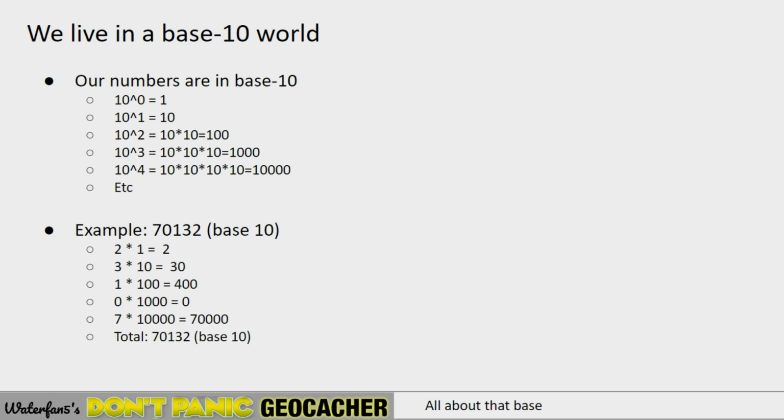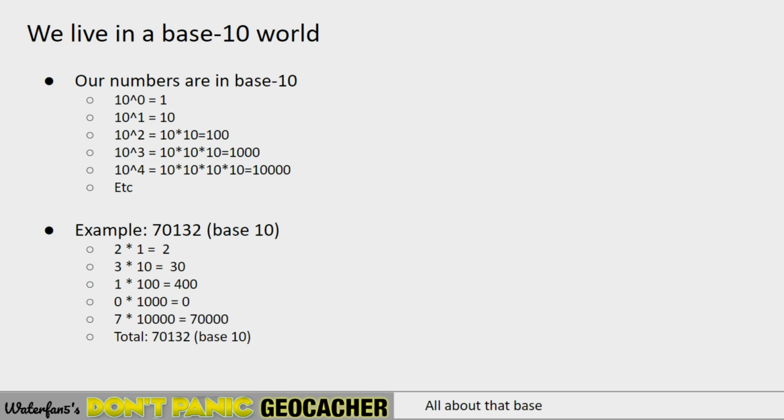So that means that if you see a number, like the number that I show here below, 70,132, that means basically if you would take that apart, it means 2 times 1 plus 3 times 10 plus 1 times 100 plus 0 times 1,000 plus 7 times 10,000, giving you a total of 70,132. And that is because we live in a base 10 world.